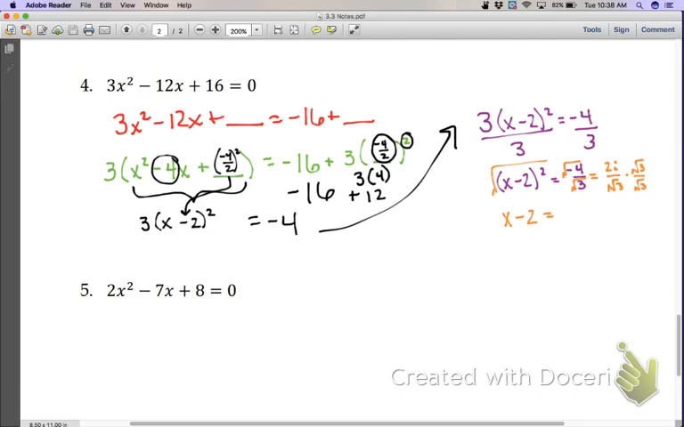And the right side is going to be plus or minus 2i times the square root of 3 over 3. Now just add the 2 to the other side. So x is equal to 2 plus or minus 2i times the square root of 3, all over 3. You can still end up with i's, that's okay.